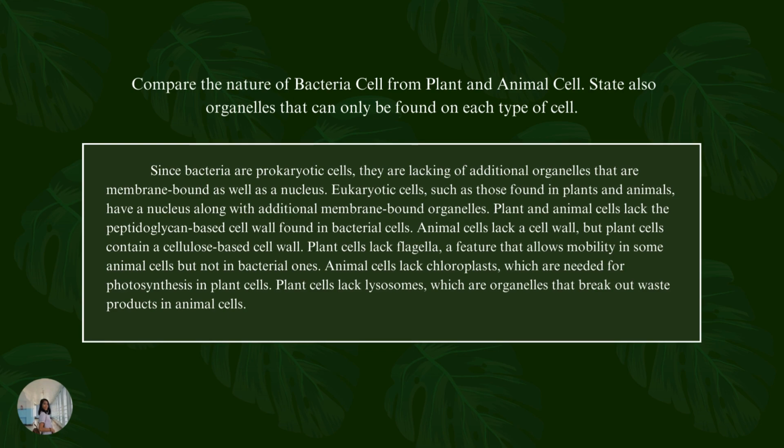Plant and animal cells lack the peptidoglycan-based cell wall found in bacterial cells. Animal cells lack a cell wall, but plant cells contain a cellulose-based cell wall. Plant cells lack flagella, a feature that allows mobility in some animal cells, but not in bacterial ones. Animal cells lack chloroplasts, which are needed for photosynthesis in plant cells. Plant cells lack lysosomes, which are organelles that break down waste products in animal cells.